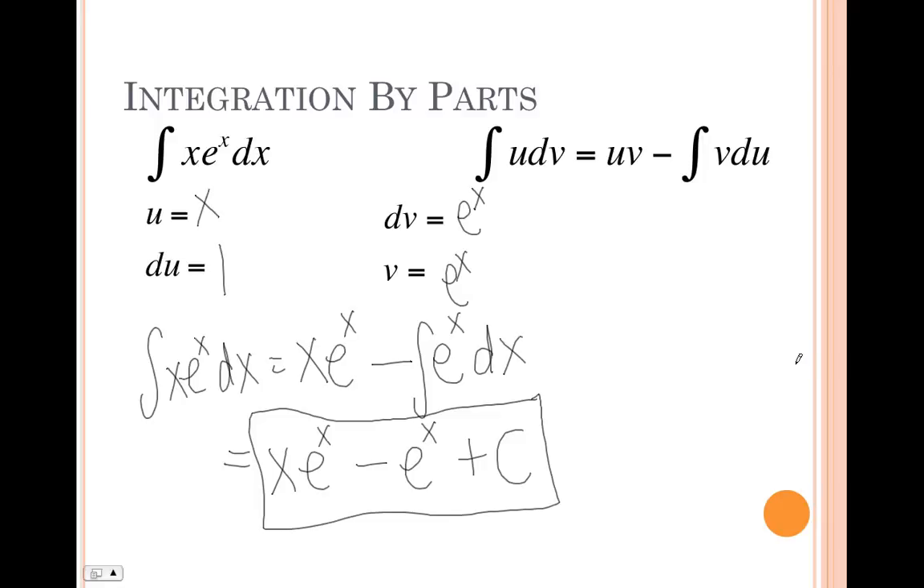Does it get more difficult? Of course it does. But with simple problems, decide what you're going to call u and what you're going to call dv. U should get nicer as you take the derivative of it. dv should be something that you can integrate pretty easily. And that's it. Follow the formula.